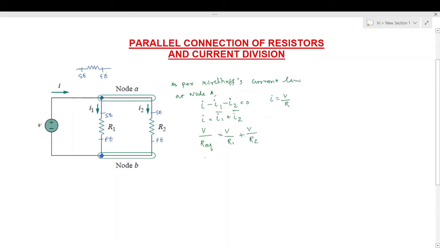Now for further simplification of this equation, V divided by R equivalent is equal to V by R1 plus V by R2. The common term in both the values is V, so we will take out V as common, then the remaining will be 1 by R1 plus 1 by R2.